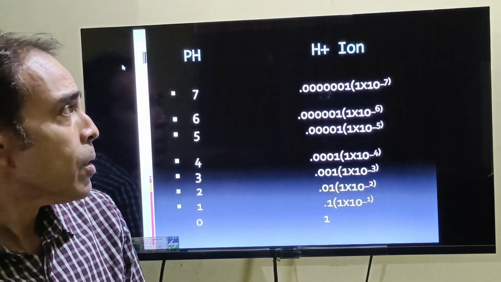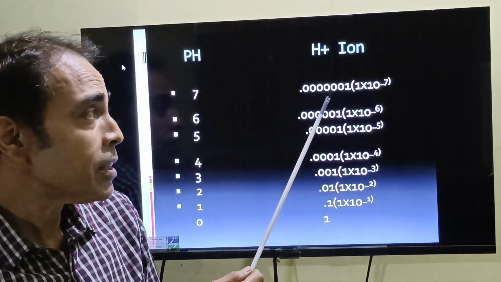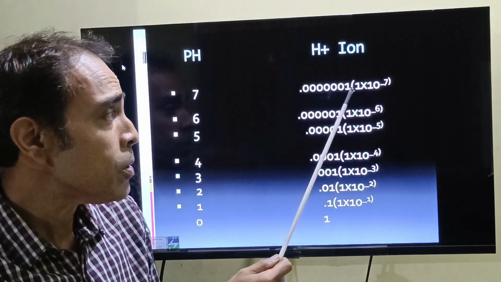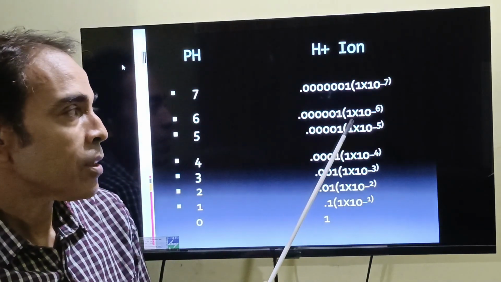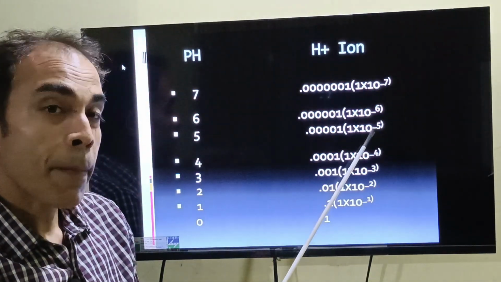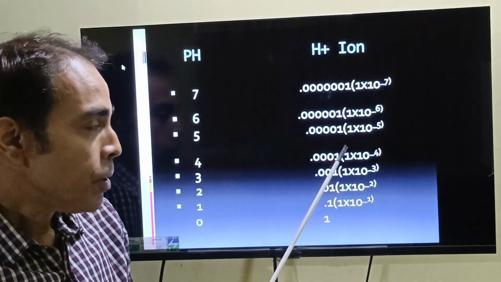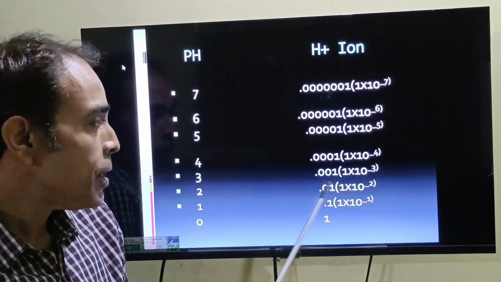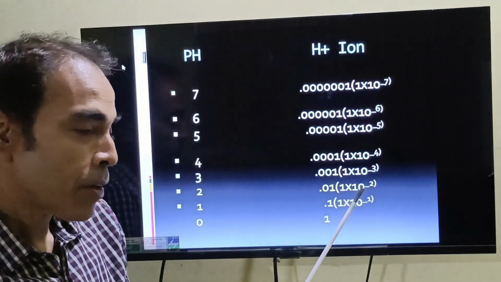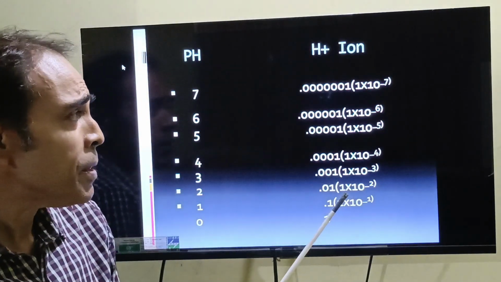So based on this formula, we find that when the pH is 7, the hydrogen ion concentration is 1 into 10 to the power minus 7, that is 0.0000001. For a pH of 6, it is 1 into 10 to the power minus 6, and for a pH of 5, it is 1 into 10 to the power minus 5. For a pH of 4, 1 into 10 to the power minus 4. That means you remove another 0. For a pH of 3, 1 into 10 to the power minus 3, you remove another 0, and so on: 2, 1 into 10 to the power minus 2, 1 into 10 to the power minus 1, and 0, 1. So what does it mean?